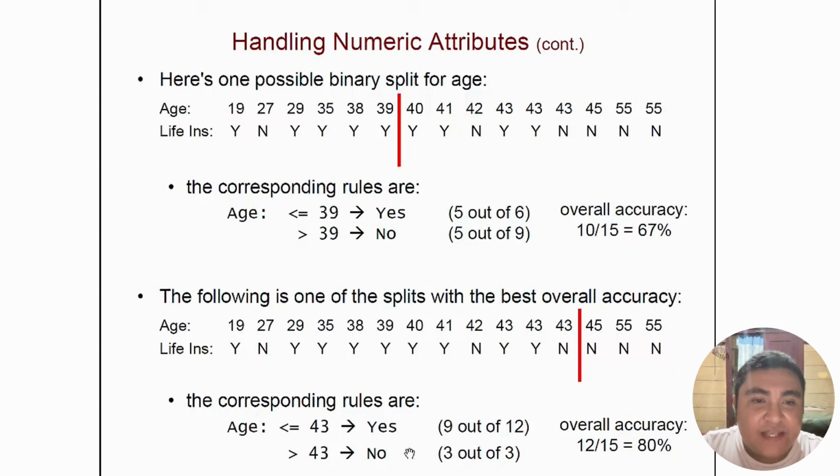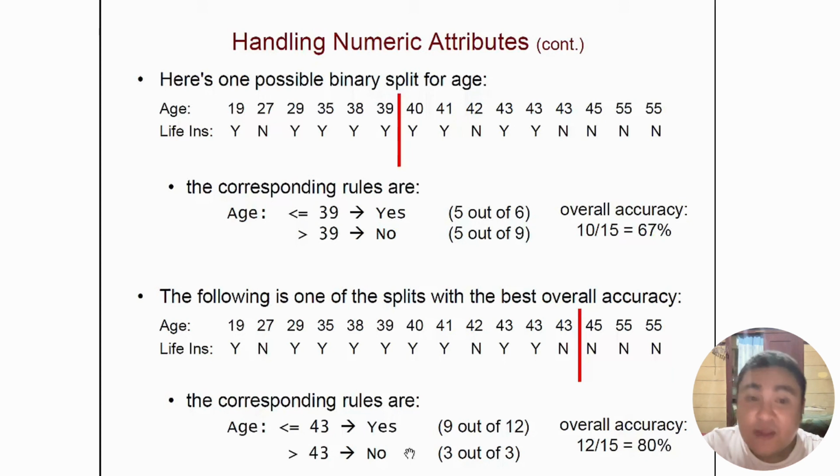The following is one of the splits with the best overall accuracy. So, if you ask me, sir, how did it happen? What did they do for this split? If you notice, from 19 to 43, that can be a major number. Okay? So you have it here. Within this range, from 19 to 43, the majority of them answered yes, right?